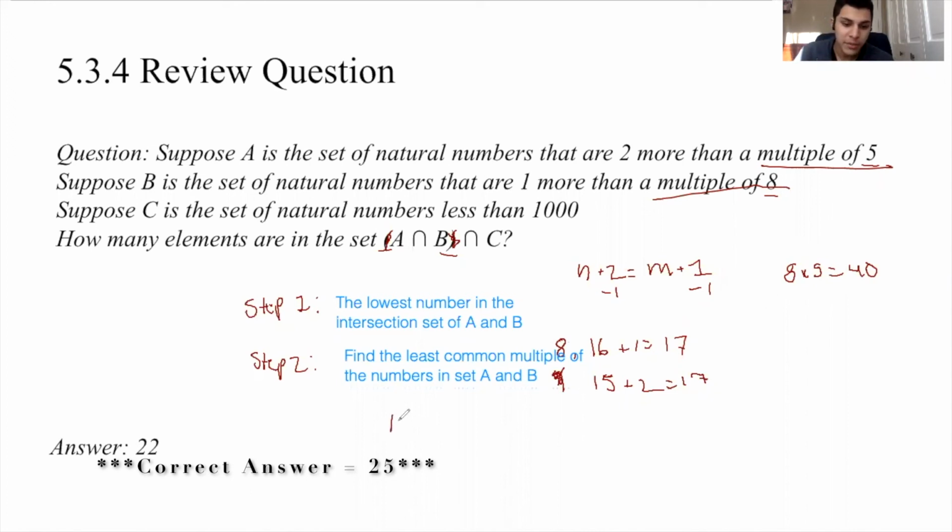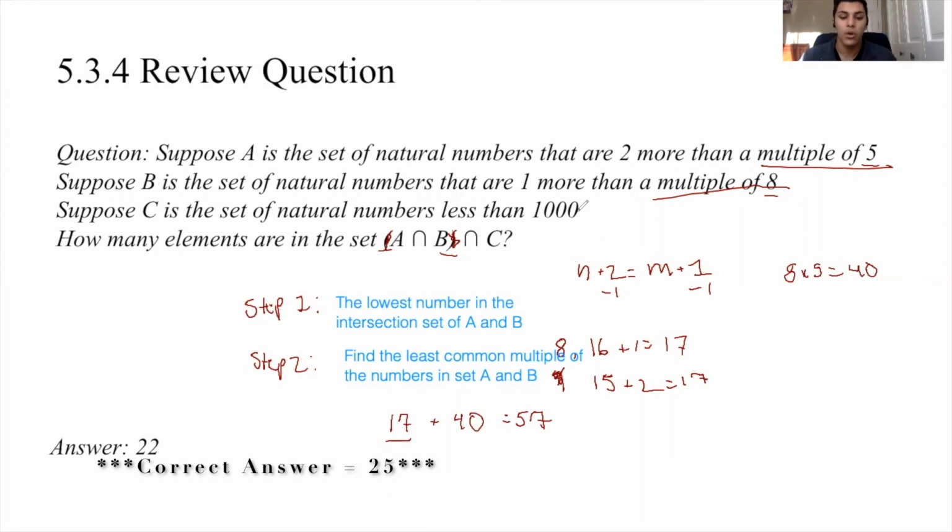So that means if we do 17 plus 40, right? So 17 is our number that's in both of these sets. It's 2 more than a multiple of 5 and 1 more than a multiple of 8. Well, we're adding a number that is both a multiple of 5 and 8. So our resulting number, 57, is also going to be 2 more than a multiple of 5 because it's 2 more than 55, and 1 more than a multiple of 8 because it's 1 more than the number 56, and that's divisible by 8.